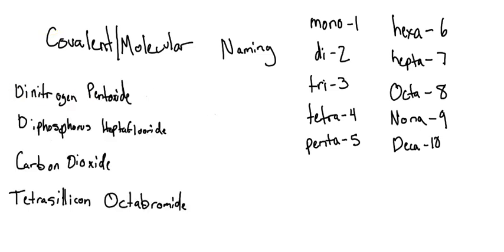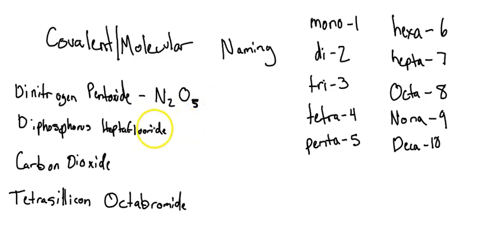Alright, so now we will be doing the opposite. We're going to start with the name of our compound and we are going to write out the formula. So this is pretty easy. We're just basically doing the reverse of what we've already done. So for this first one, we have dinitrogen. So we know we're going to have two nitrogens. Pentoxide. Oxide, we know we're going to have oxygen.